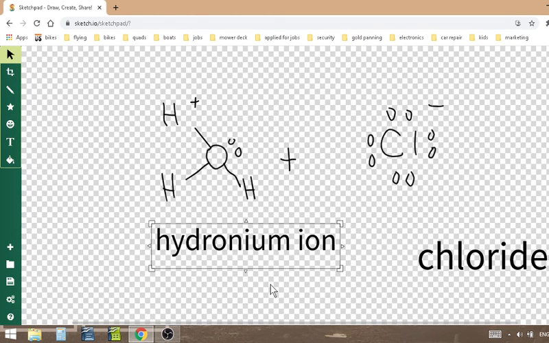The hydronium ion plus 1, chloride ion minus 1. Total charge, when you add those together, 0. You'll notice that the chemical equation is balanced for charge from left to right. That is, neutral on the left in total, neutral on the right in total. And that's the way it should be.